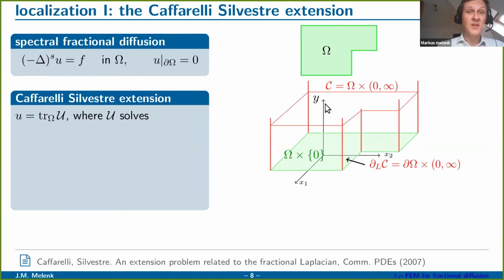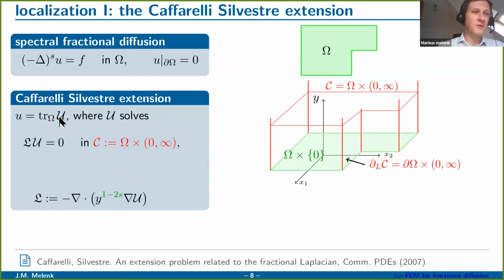Okay, so we have this infinite cylinder, and we will seek a function capital U on this infinite cylinder. So there will be a relation between the function little u, this function that we are interested in, and the function capital U, and that is that u is the trace on the bottom of the cylinder of the function capital U.